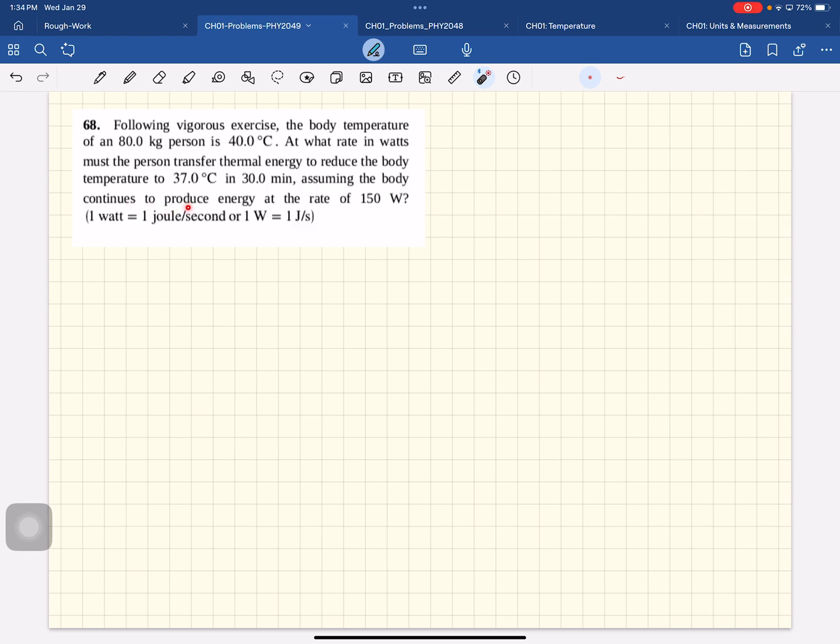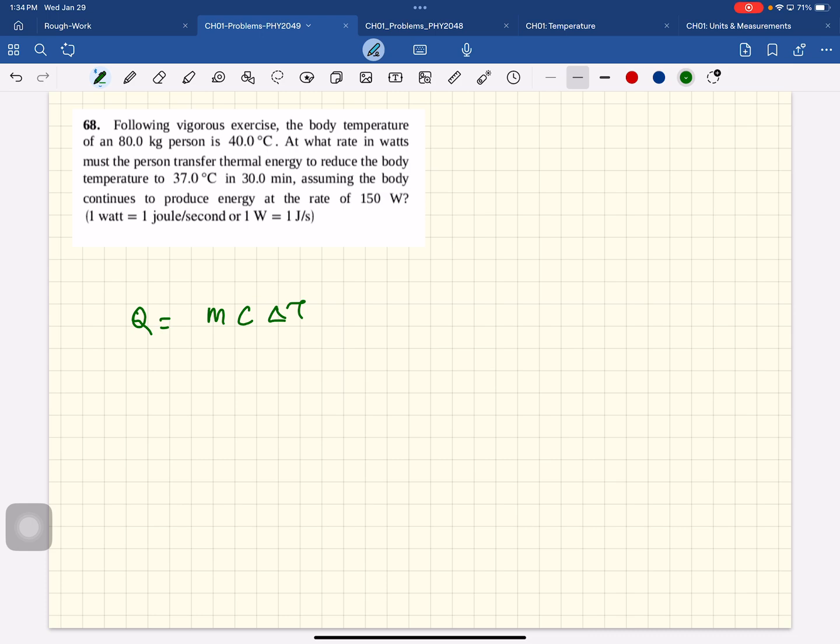Assuming the body continues to produce energy at the rate of 150 watts. Okay, so what we're going to do is calculate how much heat you need to remove from your body to cool down from there to there. We'll first calculate that. And then you have 30 minutes to get rid of that heat. So here's the amount of heat. There's your mass, there's your specific heat times the change in temperature.